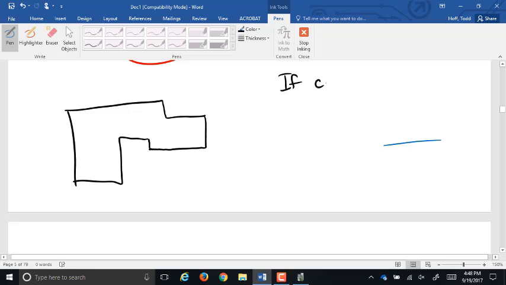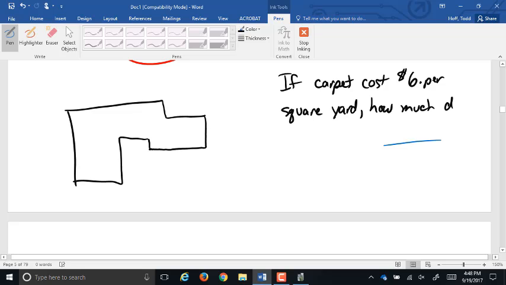Let's see, if carpet costs $6 per square yard, how much does it cost to do this room? Do this floor, we'll say.